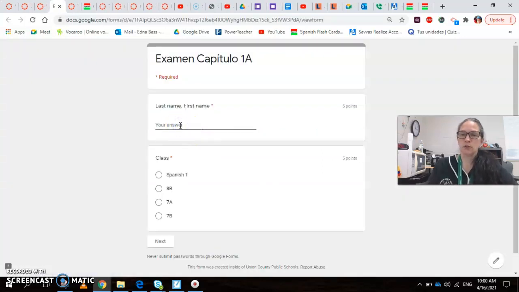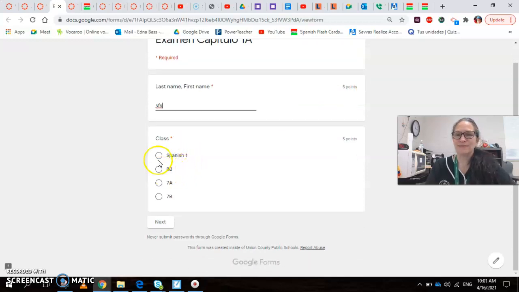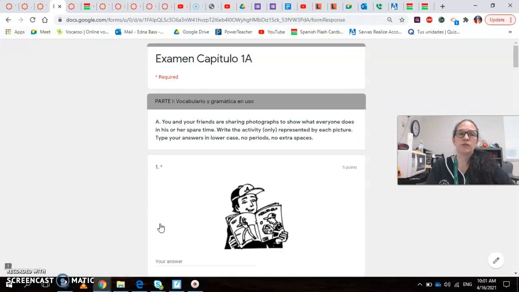First thing you're going to do, you're going to write your last name, first name. Remember, you use a capital initial for your last name and a capital initial for your first name, so you can get those 5 points. If you don't do it, you don't get your 5 points. So let's just say that I already did that, and that I already clicked my class. Click the correct class. Be sure that you know what your class is. If you are not sure, ask me. And then we go to the first section.